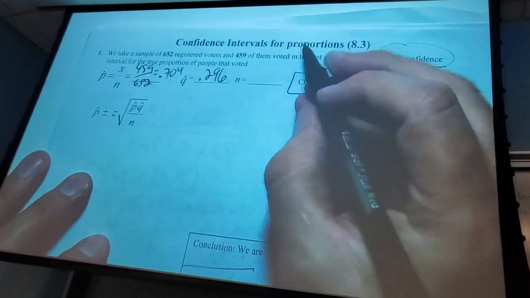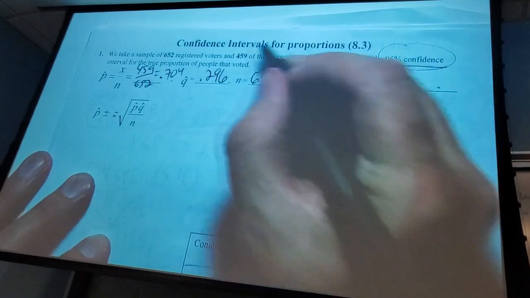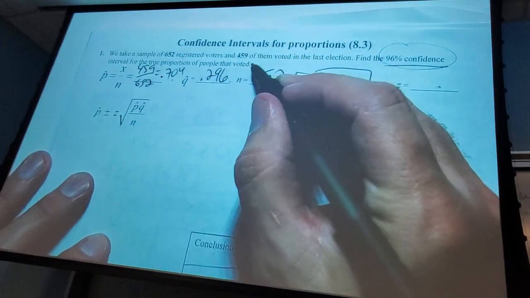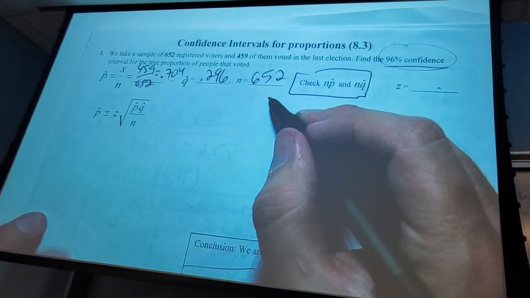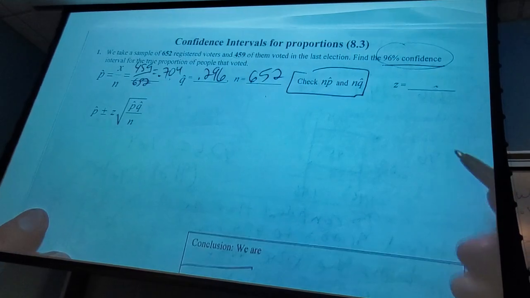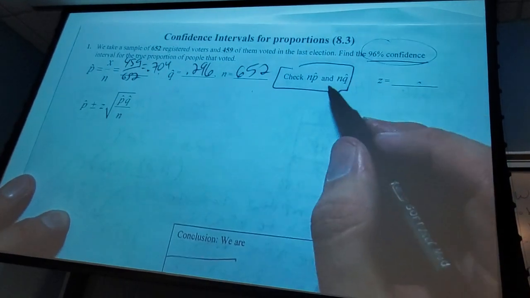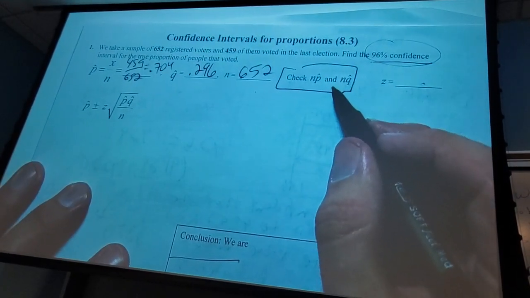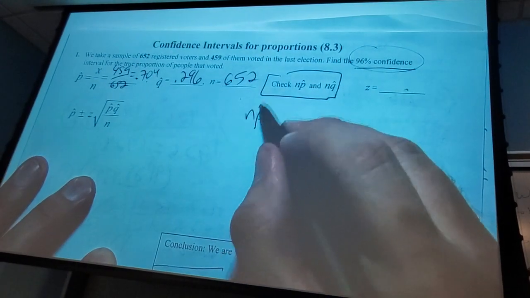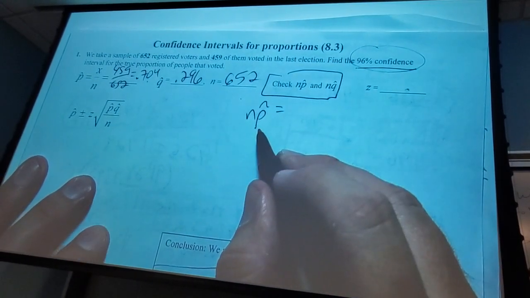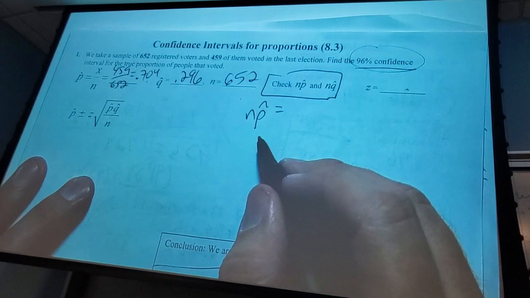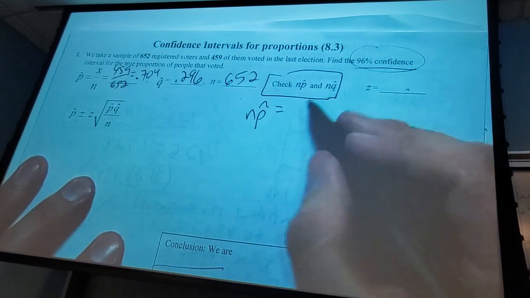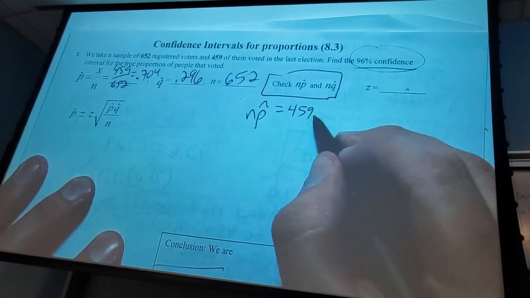What's N? 652. Yeah. Be really careful. I always get somebody telling me it's got to be the biggest number, right? It's the total number of things. So what does this mean? What do I do here? Multiply. Now, can everybody do this real quick? What is N times P hat? 459.08.